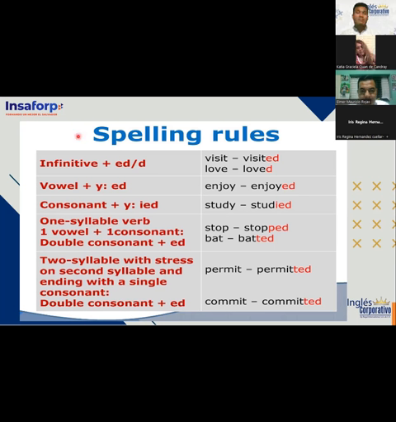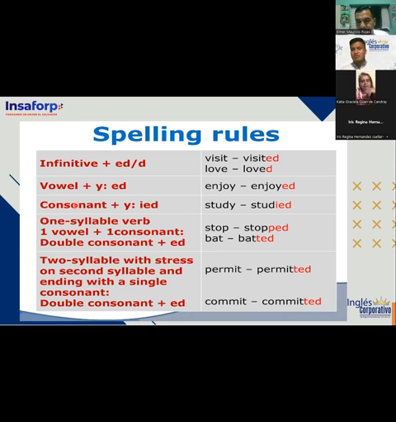So based on the spelling rules, do you guys have any question right now, or are the spelling rules okay? Yo tengo, teacher, yo tengo una pregunta. Eliud, yes.